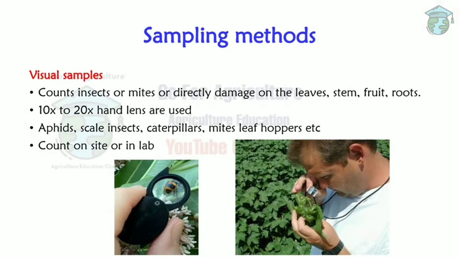Next is sampling methods. First are the visual samples. The name itself says visual means seeing. In this visual sampling, with the help of a hand lens, we count the insects directly on the damaged leaves or stem or fruit or roots. In this picture you can see this man is using his hand lens to observe the pest on the infected parts only. Basically this visual sampling is used to count aphids, scale insects, caterpillars, mites, and leaf hoppers.